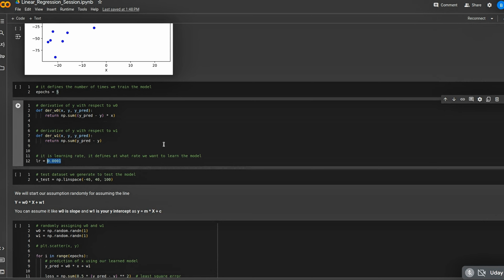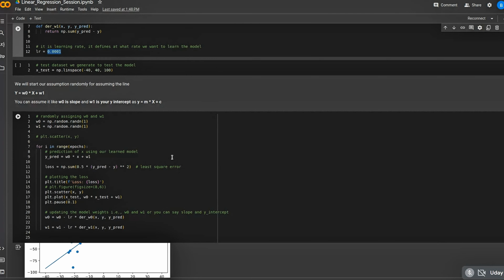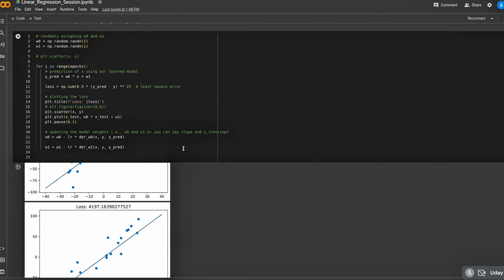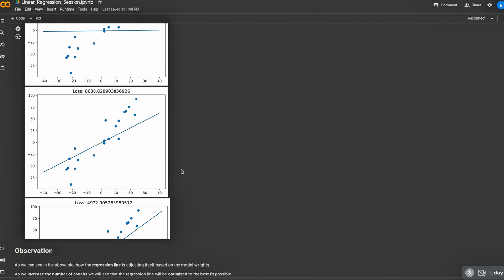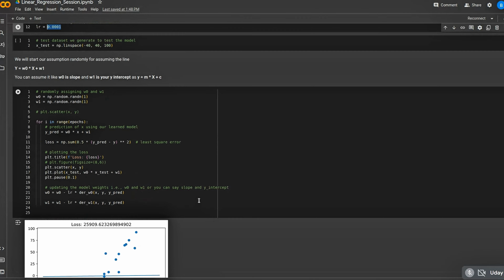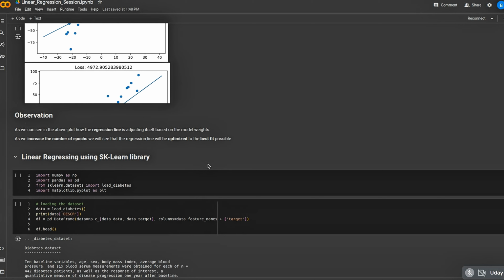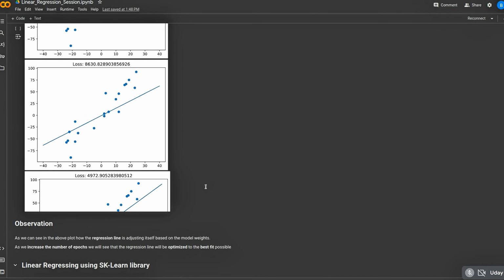If you lower the learning rate, then you would require more epochs. If you set the learning rate too high, either it will not learn properly or something else will happen. So try to experiment with it. This is the implementation that we write ourselves, but you won't write it every time on your own.